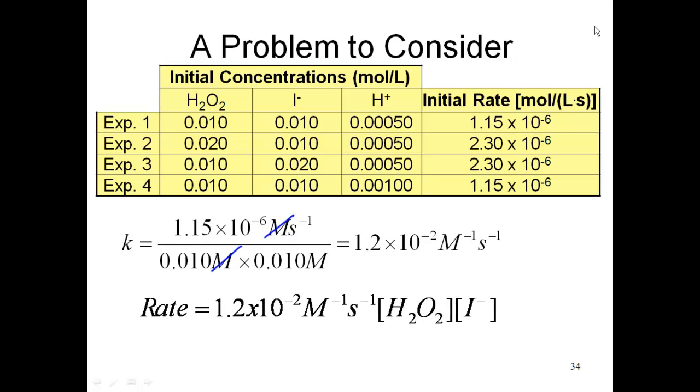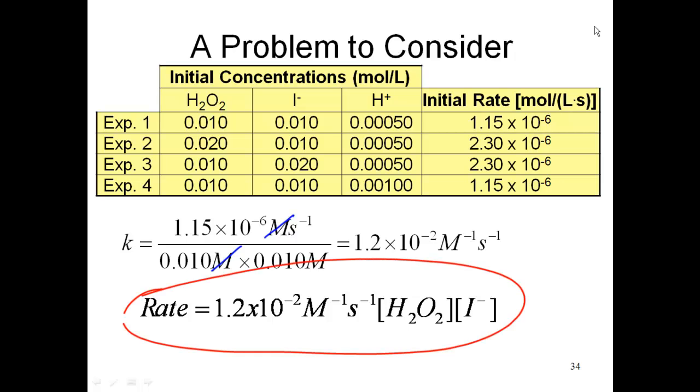I can plug that into the whole rate equation now. I know that rate is equal to 1.2 times 10 to the minus 2, molarity to the minus 1, seconds minus 1, times the concentration of hydrogen peroxide to the first power, times I minus to the first power. So with this equation, if I know the concentration of hydrogen peroxide and my iodide ion, I can plug those in and I can determine the rate anytime in the experiment.